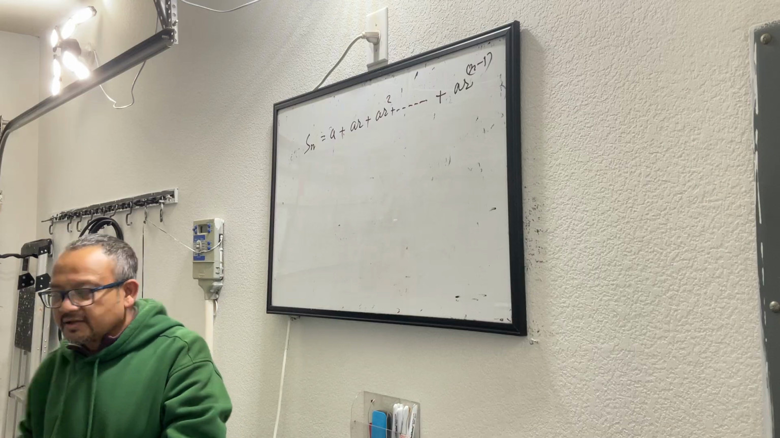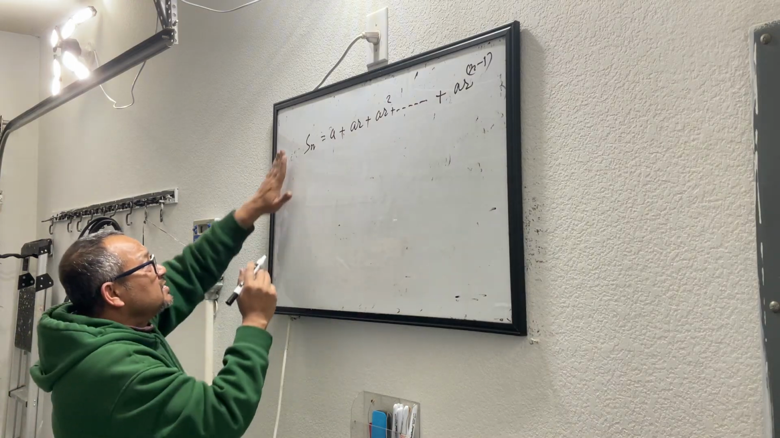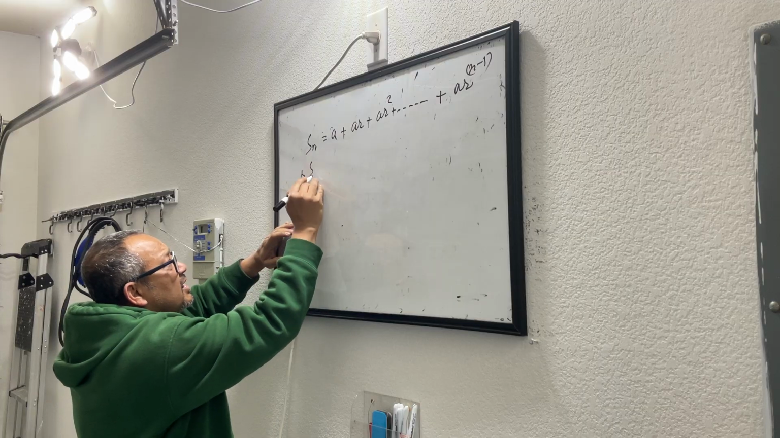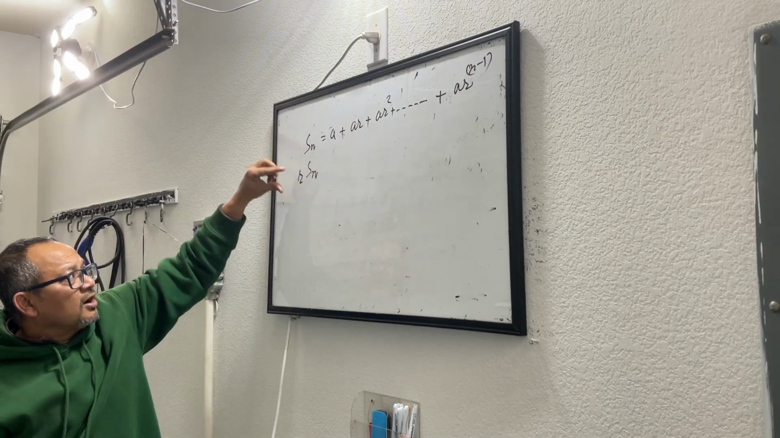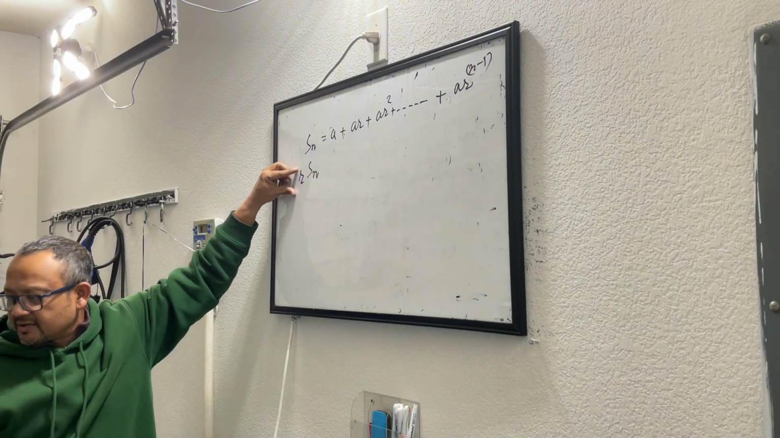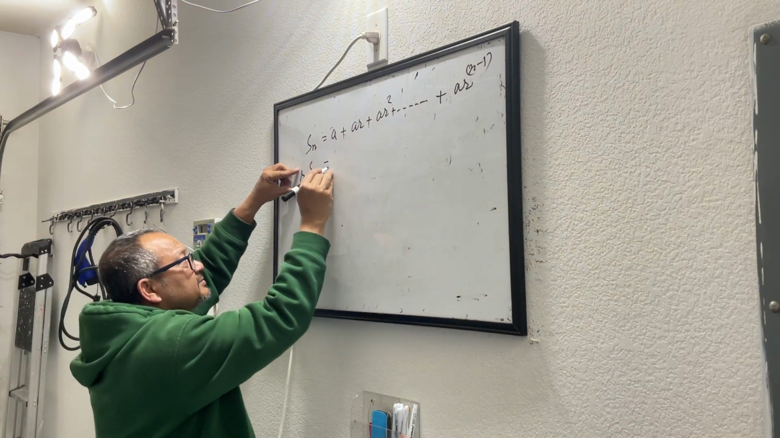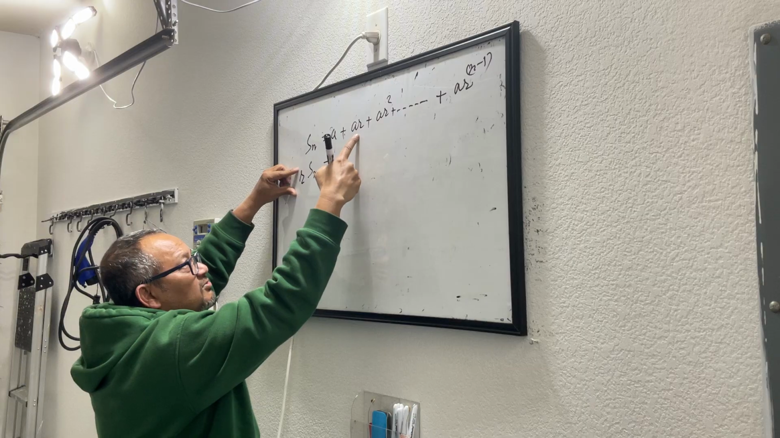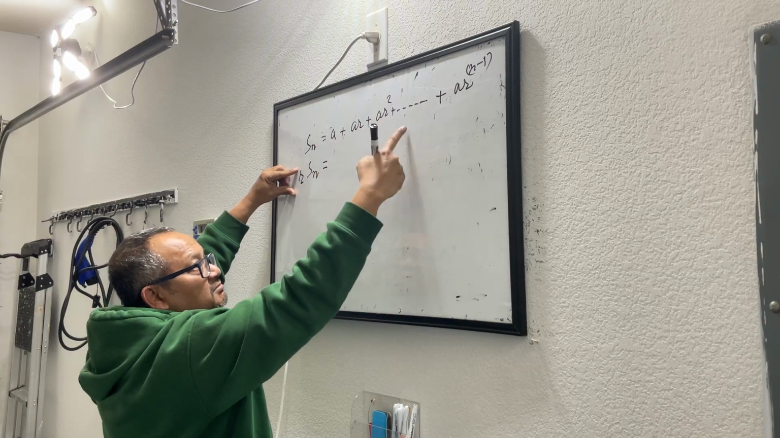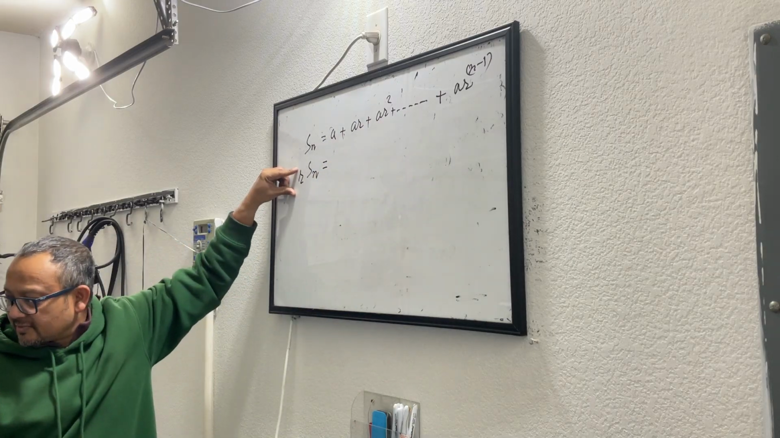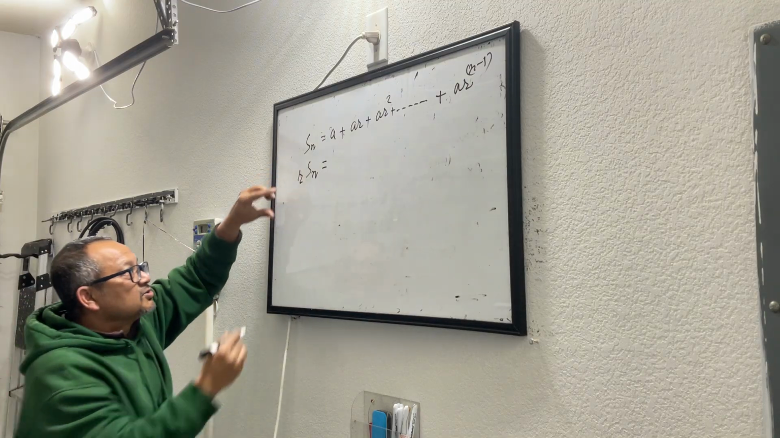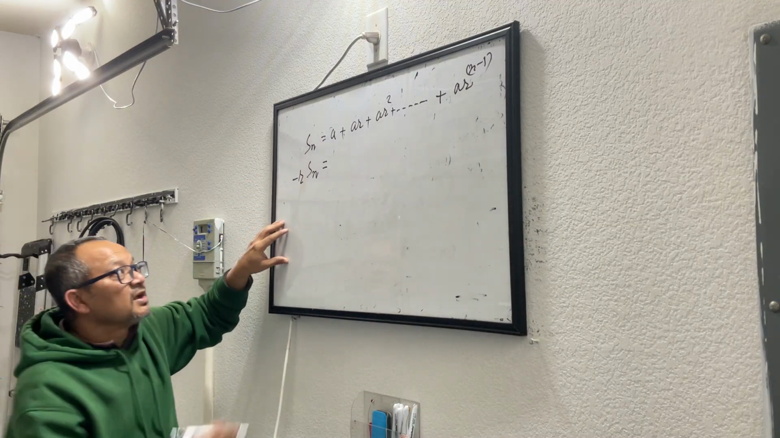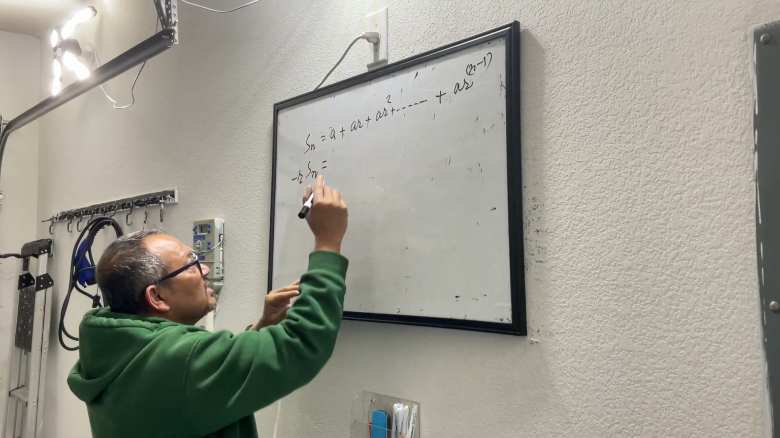Okay? Now, what I want to do is multiply this whole thing by r. When I do that, this will become ar, this will become ar squared, this will become ar cubed, so on and so forth. Yeah? So I want to multiply it by minus r, let's say, and shift everything by one place.